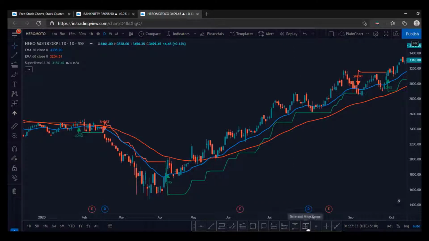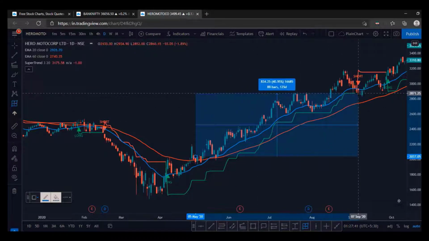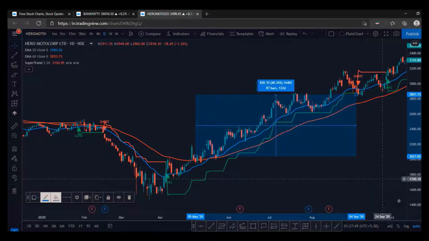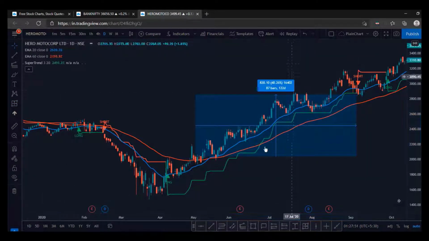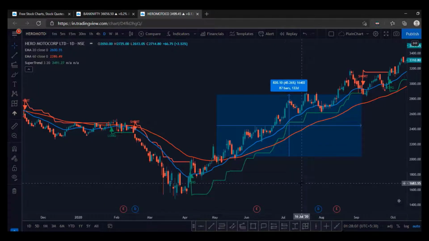So let us calculate how much profit we could have booked. Simply, for example here we took 2037 and we exited at this point, right? So approximately 820 points, 40%, we could have booked comfortably. We are holding it for 120 days, and 800 points, 40% within 120 days is humongous, right? Okay, let's see how bearish trades can be taken using the same strategy.